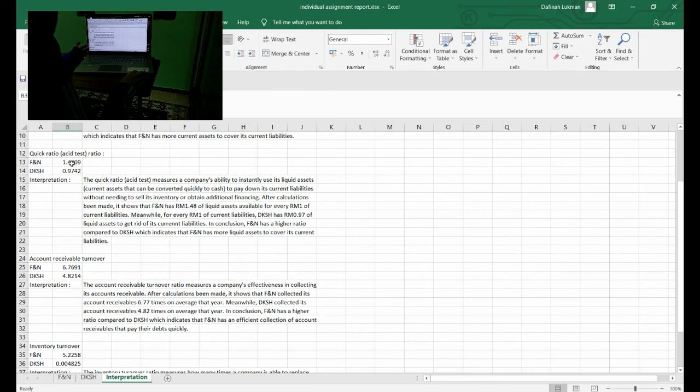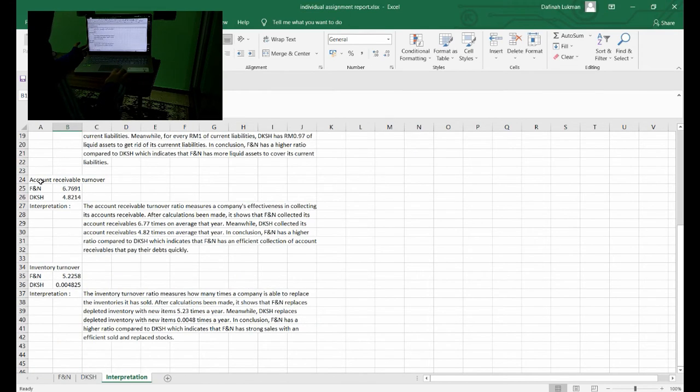In conclusion, FNN has a higher ratio compared to DKSH, which indicates that FNN has more liquid assets to cover its current liabilities. Moving on is the account receivable turnover, which measures a company's effectiveness in collecting its account receivable. After calculations, it shows that FNN collected its account receivable 6.77 times on average that year. Meanwhile, DKSH collected its account receivables 4.82 times on average. In conclusion, FNN has a higher ratio compared to DKSH, which indicates that FNN has an efficient collection of account receivables and its customers pay their debts quickly.